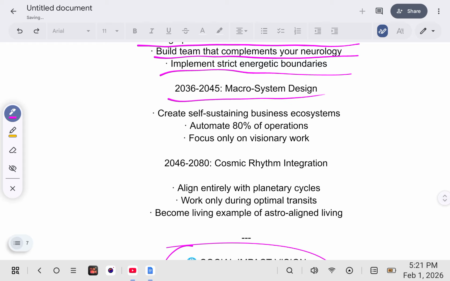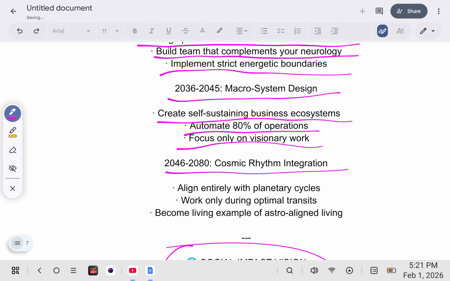2036 through 2045, macro system design. I create self-sustaining business ecosystems. I automate 80% of operations. I focus only on visionary work. 2046 through 2080, cosmic rhythm integration. I align entirely with planetary cycles. I work only during optimal transits. I become a living example of astro-aligned living.